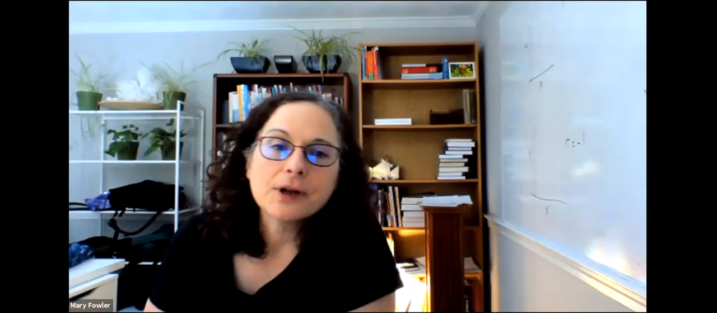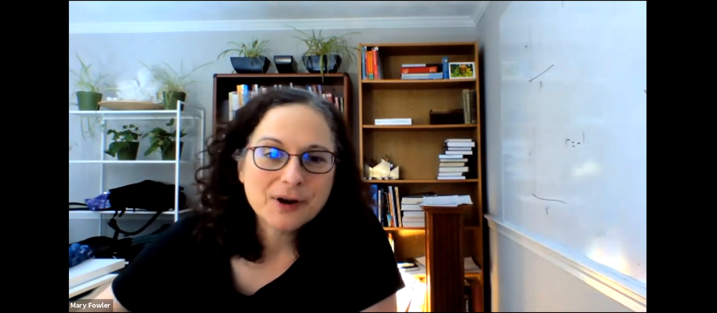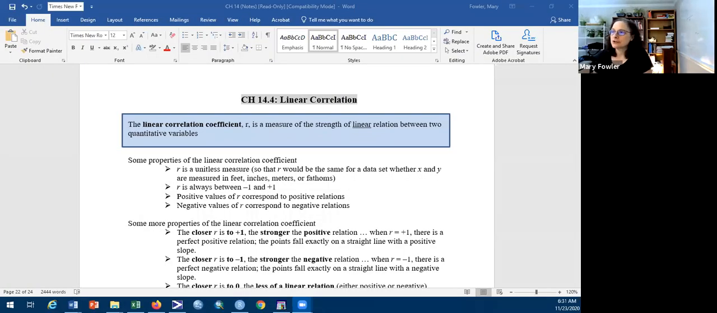Hi, in this video, we're working in section 14.4. I'm going to go look over at the notes. We're going to be talking about a measure called the linear correlation coefficient. It's denoted by R, and it's a measure of the strength of the linear relationship between two quantitative variables.